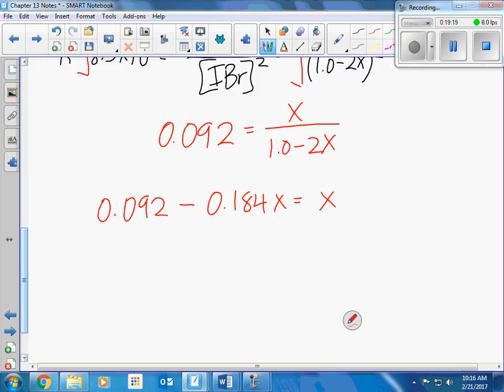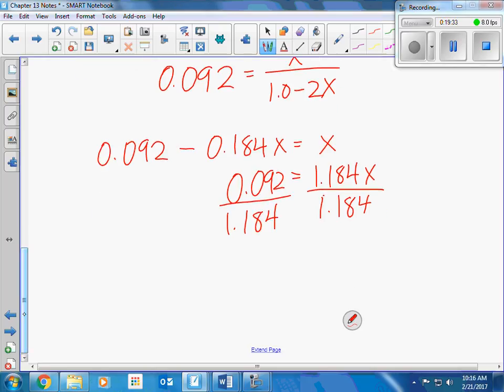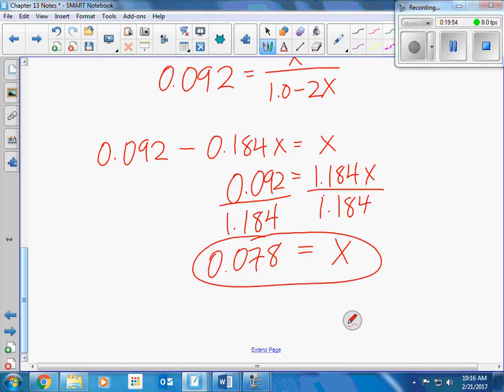So I'm going to add, so this would be 1.184x, right? 0.092 divided by 1.184. Sam, what did I get? Yeah, let's avoid the quadratic if we can, right? Okay, so that's my x.